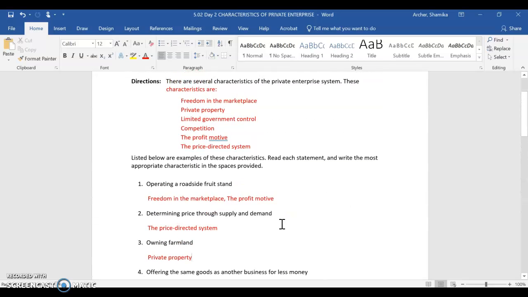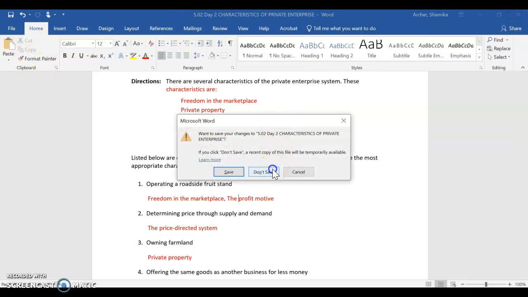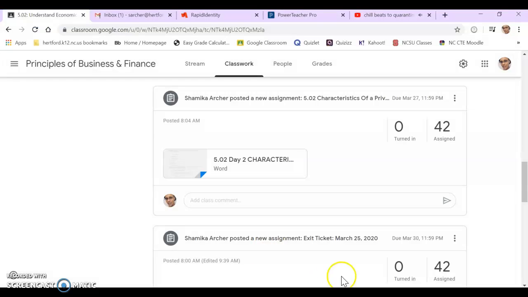So again, a couple of them are going to have 2 answer choices. And normally it's going to be the one that says freedom in the marketplace or the profit motive. These 2 are going to be combined in a couple of them. So keep that in mind while you're going through and doing the assignment. So this is what you have for today.